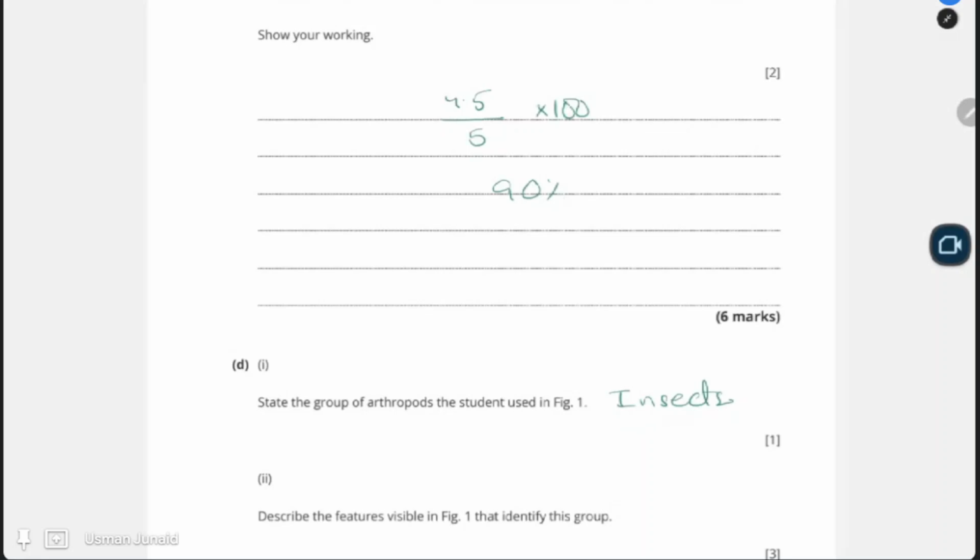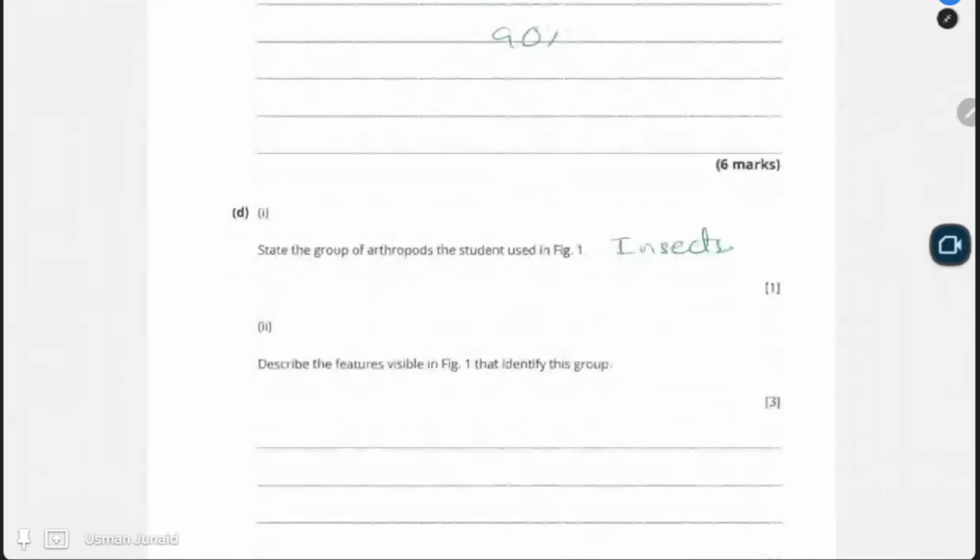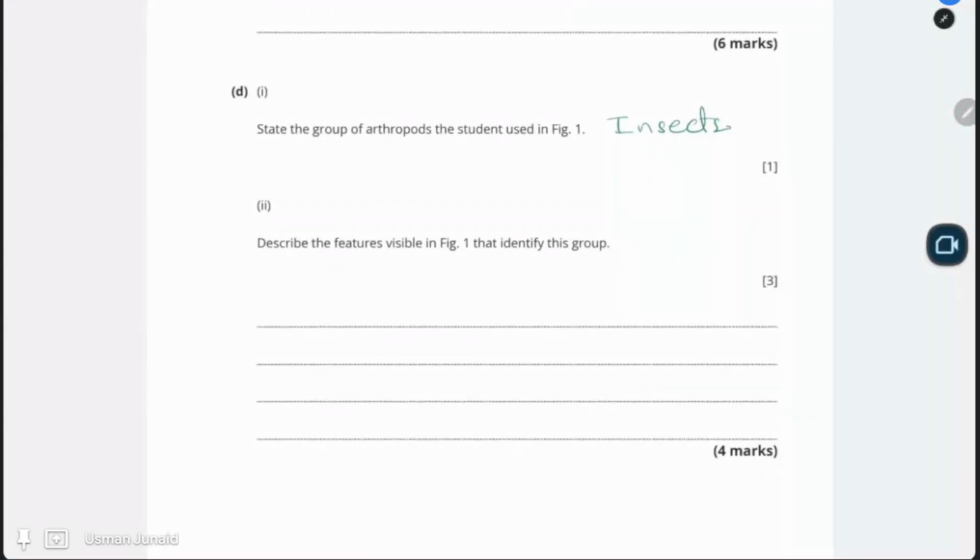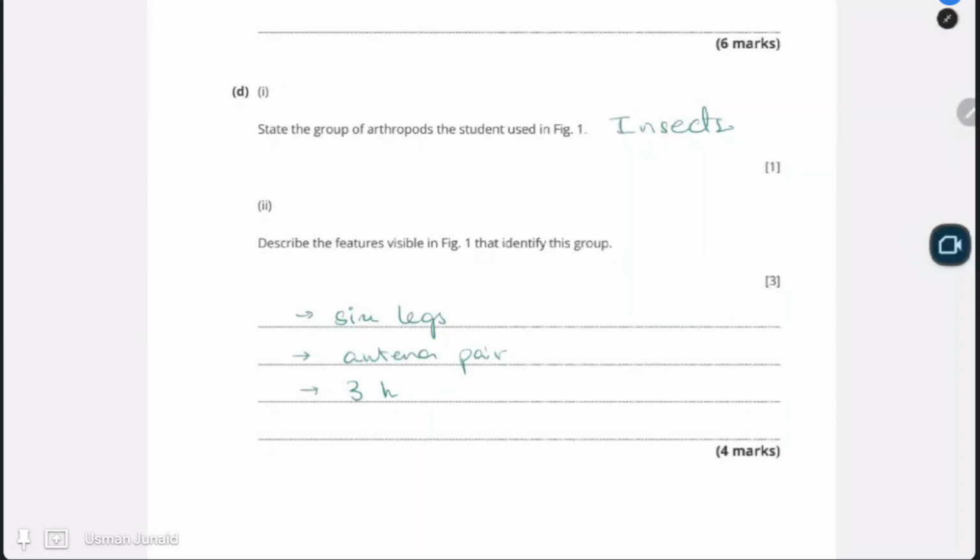And so what are the visible features that identify this group? Since we need three features, they have six legs. Yes. They have a pair of antennae, right? And they have three body segments.